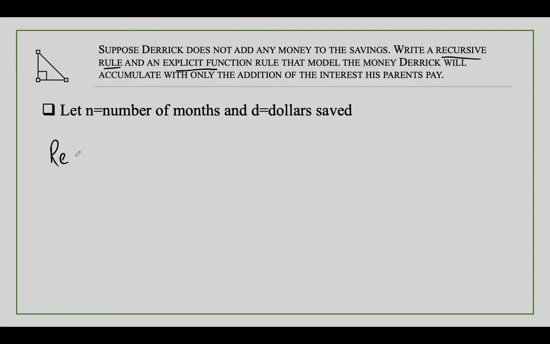Okay, so let's do it with recursive. We're going to let n equal the number of months and d equal dollars saved. So our recursive rule, let's say dollars saved, is going to be equal to the previous term times 0.1, where our initial case, d sub 0, is $200.